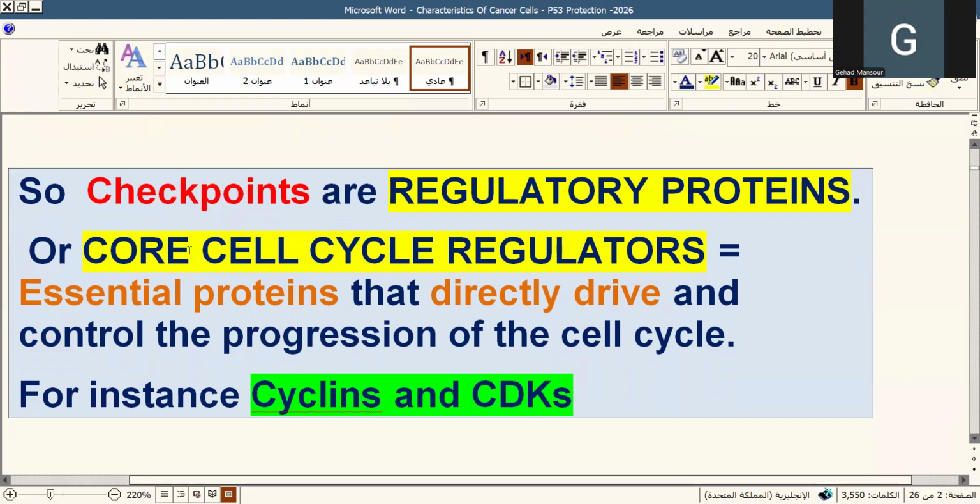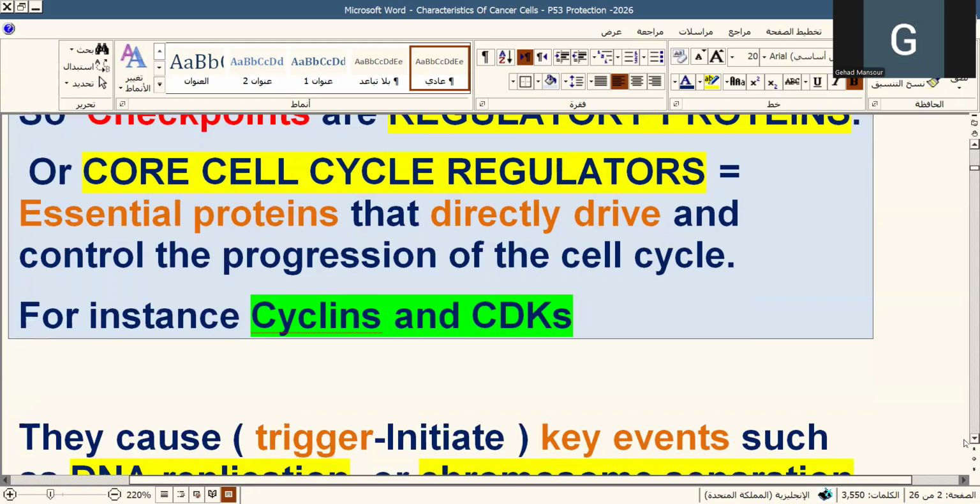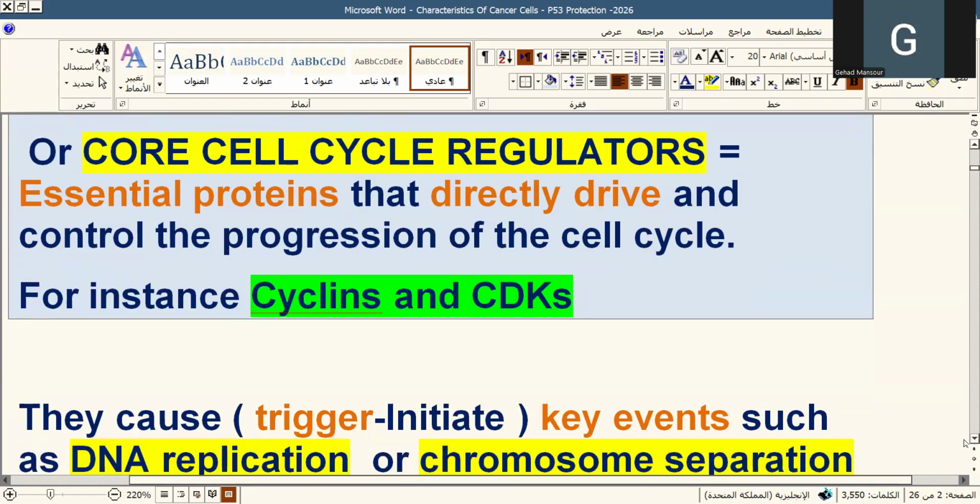And the adjective or the description core here describes the regulators. So when we say core cell cycle regulators, we mean they are the core regulators of the cell cycle, or they are the essential regulators of the cell cycle. So what are the core cell regulators? They are essential proteins that directly drive the progression of the cell cycle. So essentially, they drive the progression of the cell cycle.